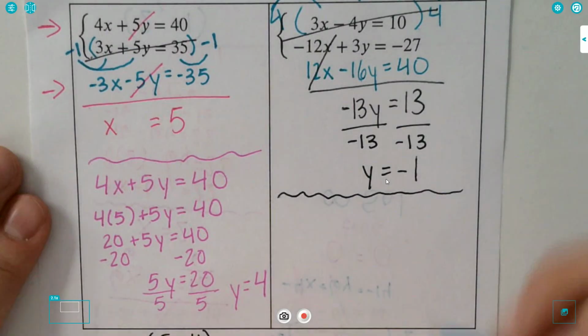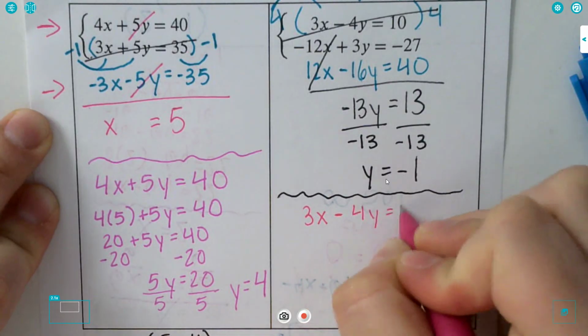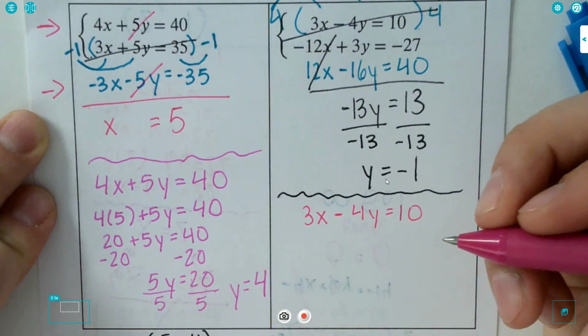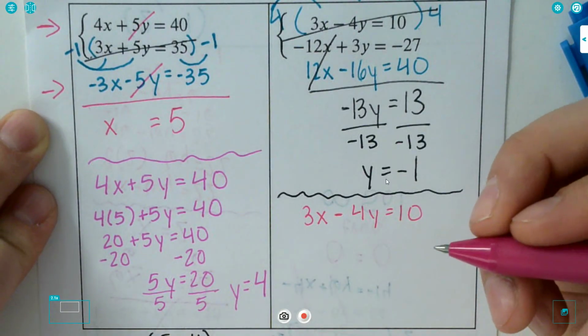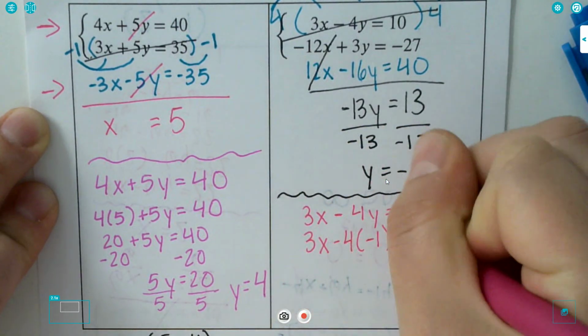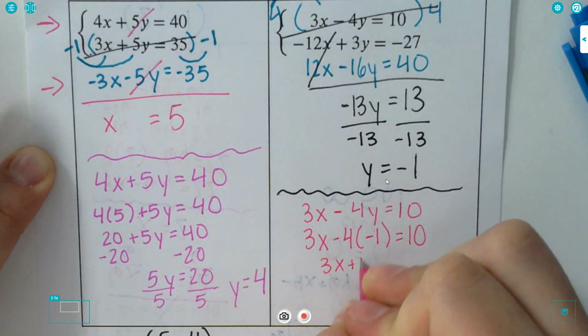So I know what y equals. I'm going to take one of my original equations. I always do the top one, but you could do the bottom one. 3x minus 4y equals 10. So that's why I don't want to cross that out so much that I can't read it. And I am plugging in negative 1 for y. So 3x minus 4 times negative 1 equals 10. Negative 4 times negative 1 is positive 4. So I've got 3x plus 4 equals 10.